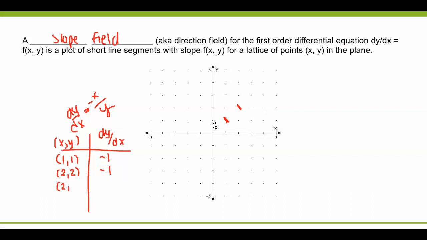If you picked (2, 0), you get undefined. Well, an undefined slope is a vertical asymptote. So that would be a vertical line. And we know that if we pick any point on this line, the y value is going to be 0. So all of these are going to have vertical asymptotes.